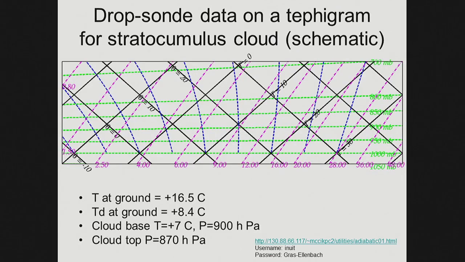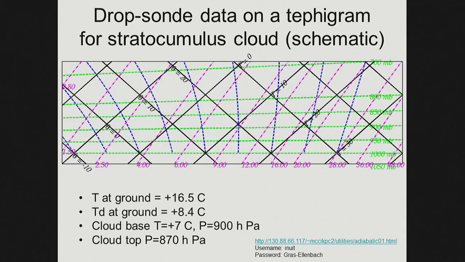It's got all these different colours on it. We've got lines of constant theta, that's dry potential temperature. We've got lines of constant pressure, which you're familiar with. We've got the blue lines, which are lines of constant moist potential temperature. We've got the magenta lines, which are lines of constant vapor mixing ratio in grams per kilogram. So 2.5 grams per kilogram, 9, 20, so on.